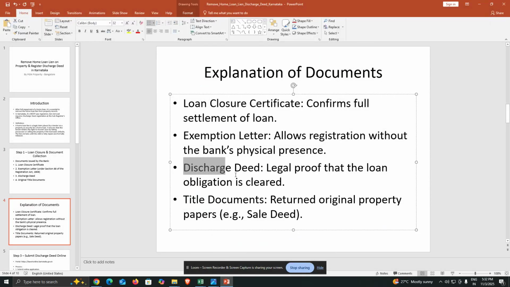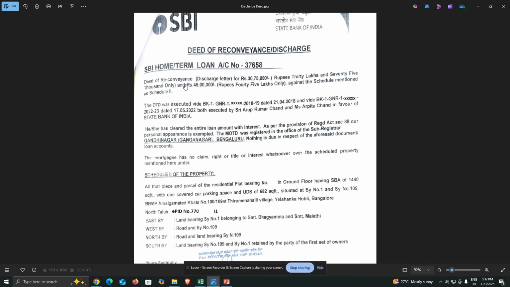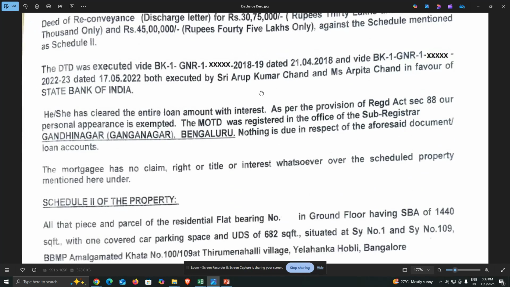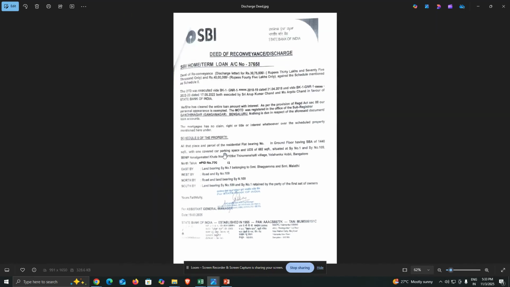Next is the discharge deed. Discharge deed is a proof that you have closed the home loan. So this is the image of the discharge deed, and here you can see the amount you have paid and the MODT registration details. Below is the property description and the bank seal and sign. So this is the discharge deed.